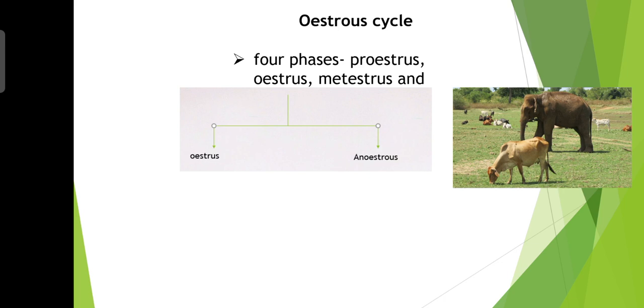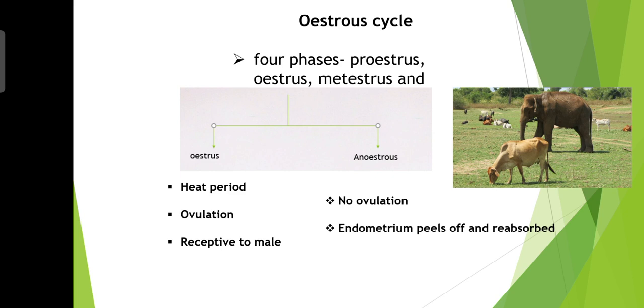They are called estrus and anestrus. What is estrus and what is anestrus? Estrus is commonly called the period of heat. Why do we call it the period of heat? Because the female becomes receptive to the male during this period, and there is the ovulation process. And what about anestrus? In anestrus, there is no ovulation, the endometrium peels off and is reabsorbed, and the female during this phase does not become receptive to the males.